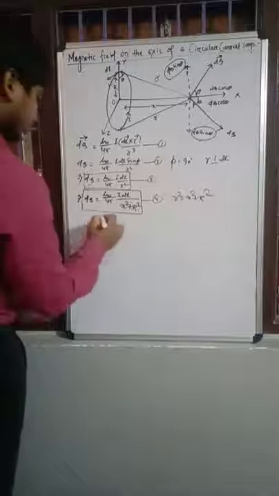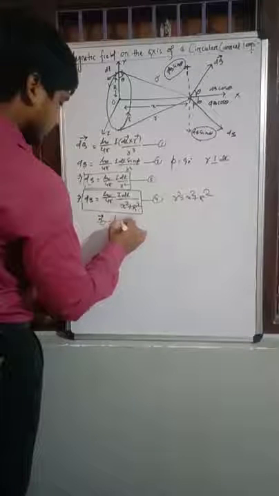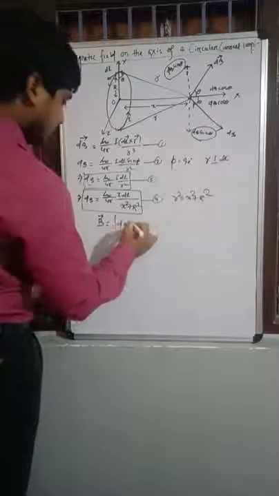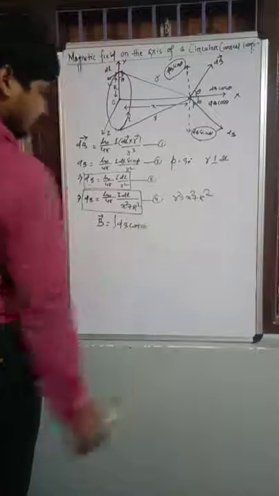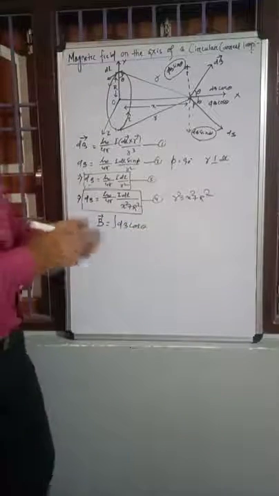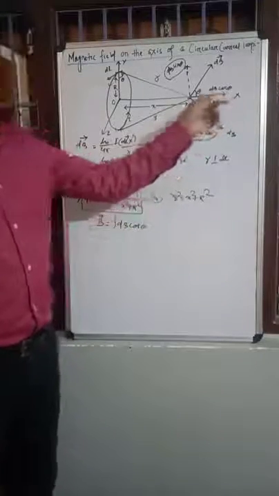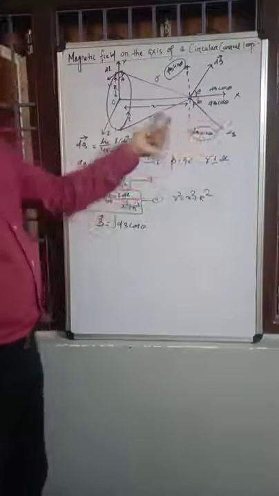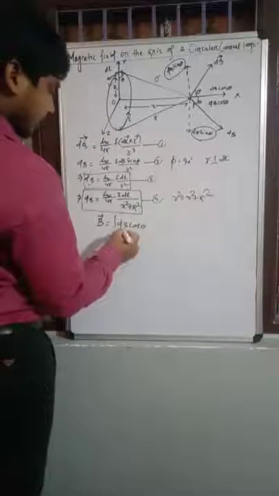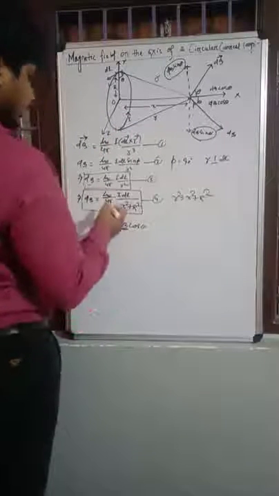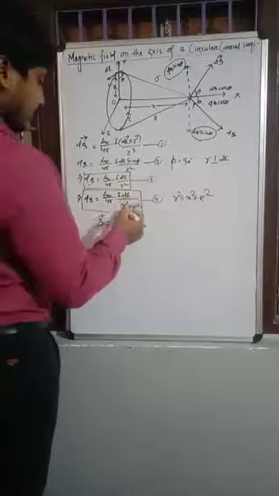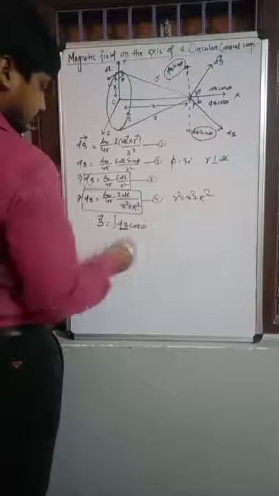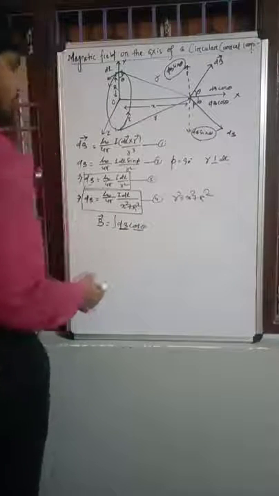Our B vector will be equal to the integration over dB cos theta. You have to integrate all the dB cos theta, or you can also say that you have to add all the dB cos theta terms, then you will get the net magnetic field. So here we know the value of this dB, already derived: mu naught by 4 pi I dl by x square plus r square. Here the only unknown one is the cos theta.